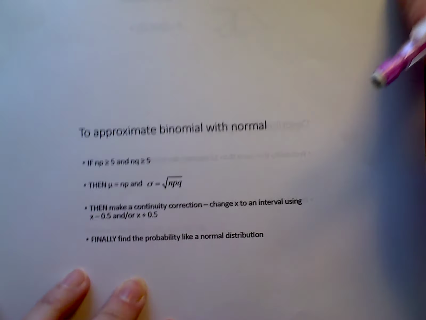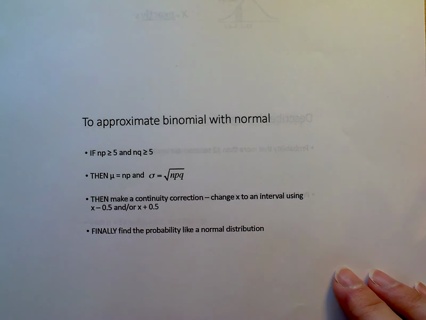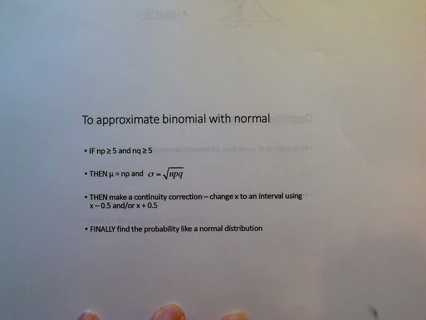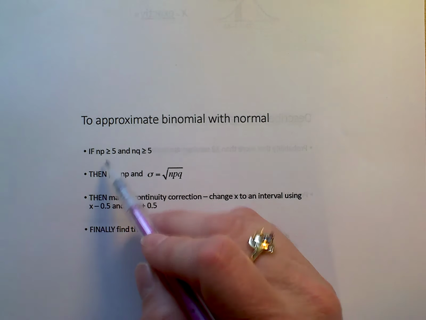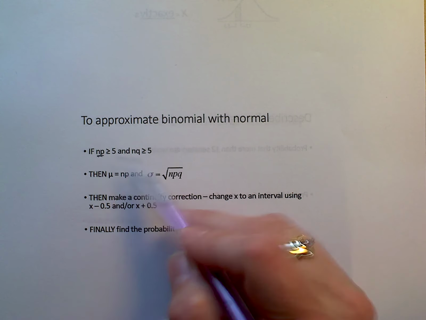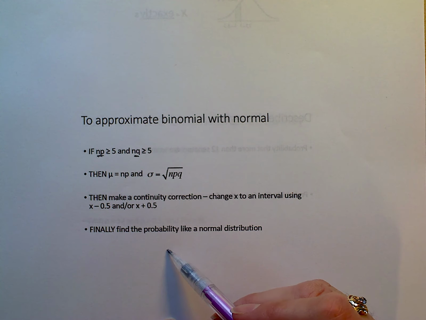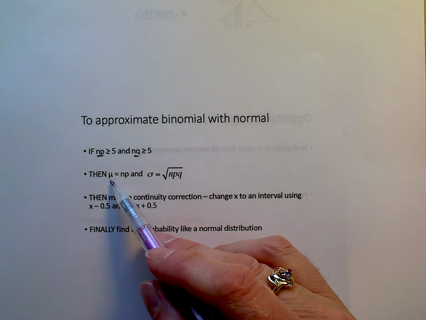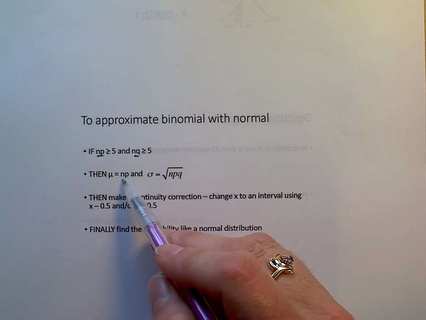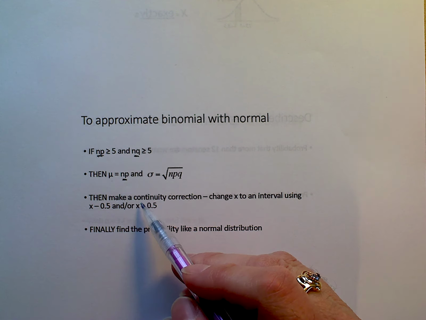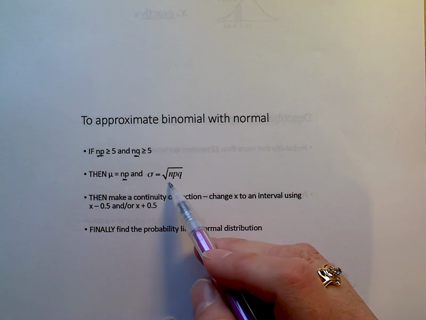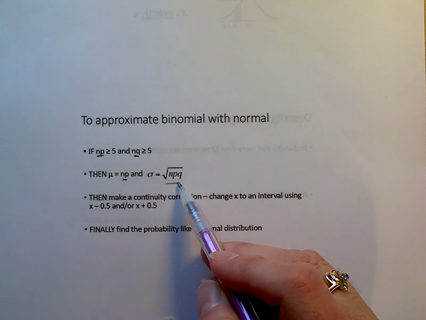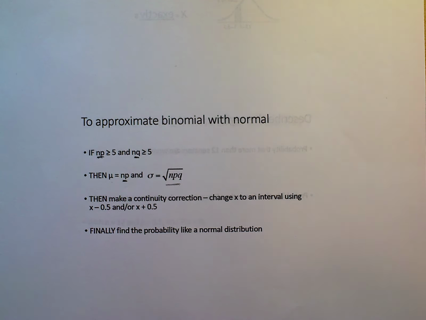Alright, so here's the process. You might want to hit pause so that you can write some things down, okay? First, you're going to check and make sure NP and NQ are both greater than or equal to 5. Okay, both of those have to happen. Now, we need a mu and a sigma. In order to use normal distribution, you have to have x minus mu over sigma. So mu is going to be the NP that you found, and sigma is the square root of NPQ. This is on your formula sheet.